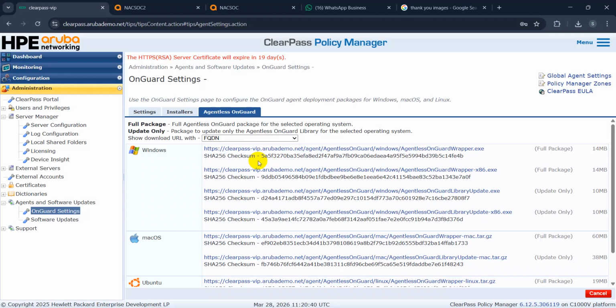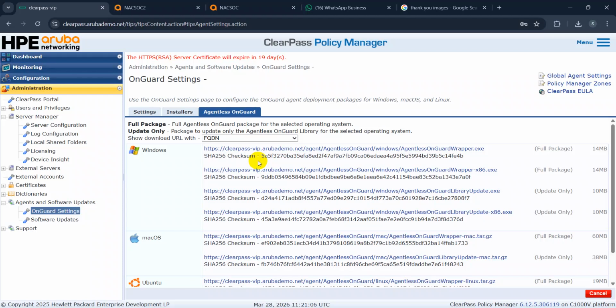Second, agentless NAC can support a wide range of devices, including those that cannot run an agent, such as IoT devices, printers, and legacy systems. Third, agentless NAC is less intrusive to users because it does not require them to install or configure software. This improves the user experience and reduces the risk of user resistance.